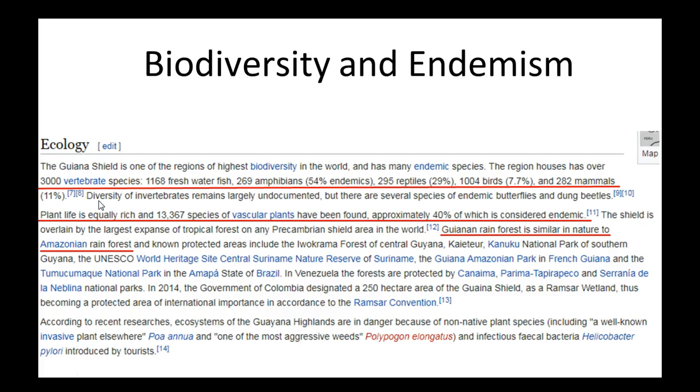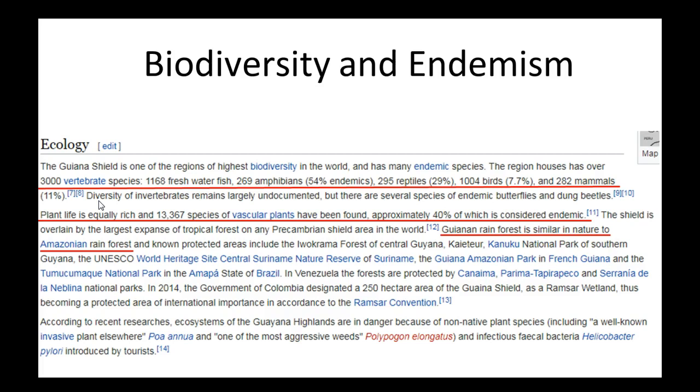Plant life being equally rich with a little over 13,000 vascular plants, approximately 40% of which are considered endemic. That means that 40% of that 13,000, so let's just say 5,000 vascular plants, are entirely unique to this region. Remember that most of our pharmaceuticals come from these areas, so these could include plants that have cures for cancer, AIDS, you name it, many of which have not even been inventoried yet.